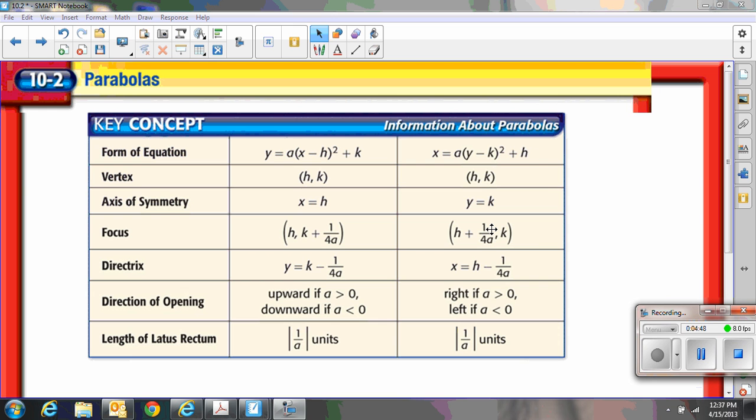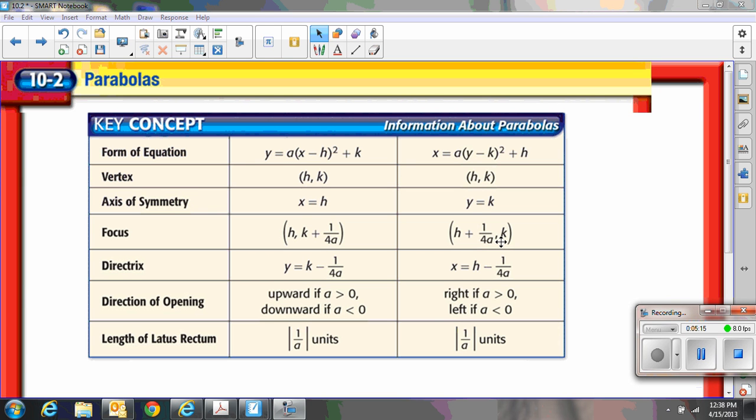If it opens in that direction, the thing you're going to notice is instead of having an x squared, you're going to have a y squared. All the rest remains basically the same. So (h, k) is still my vertex, but notice where h and k are. H is the x, k is the y. The axis of symmetry will now be y equals k. It's a horizontal line that goes through the vertex.